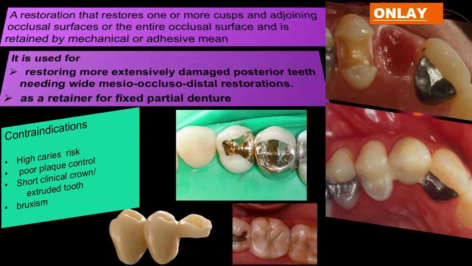The onlay, as you know, is a restoration that restores one or more cusps and adjoining occlusal surface, or the entire occlusal surface, and is retained by cement or adhesive. Ceramic can be used, or metal, or sometimes we use metal. This onlay involves one or more, or sometimes all, of the occlusal surfaces. It can also be used as a bridge retainer.